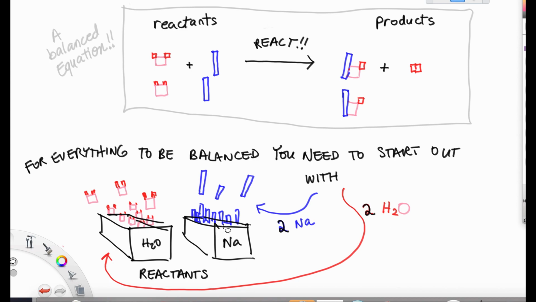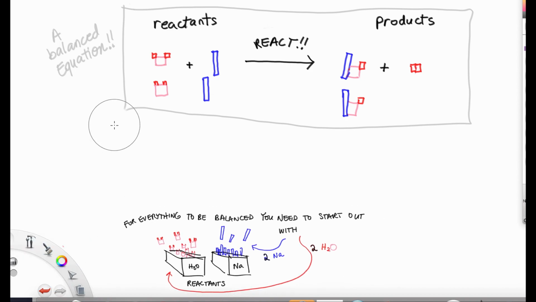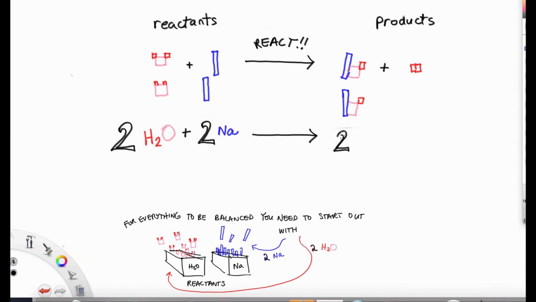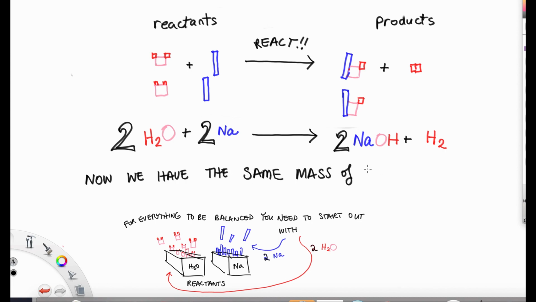For everything to be balanced, you actually need to start out with 2 Na's and 2 pieces of water in order to make 2 NaOH's and 1 pair of H's. So take a good look at the reactants and products. We use 2 H2O plus 2 Na, which gives you 2 NaOH plus H2. And now we have the same mass of reactants and products.